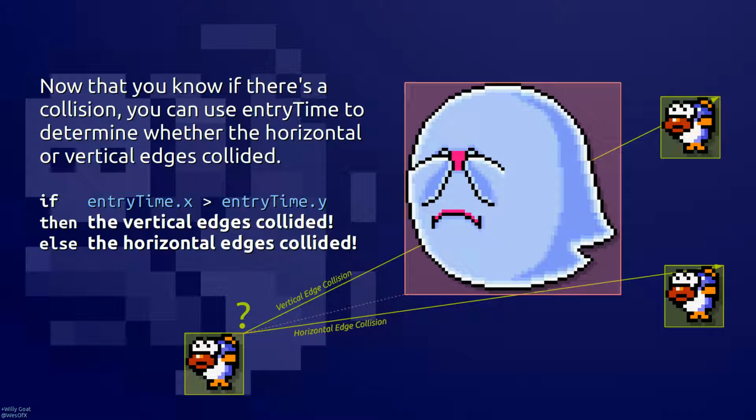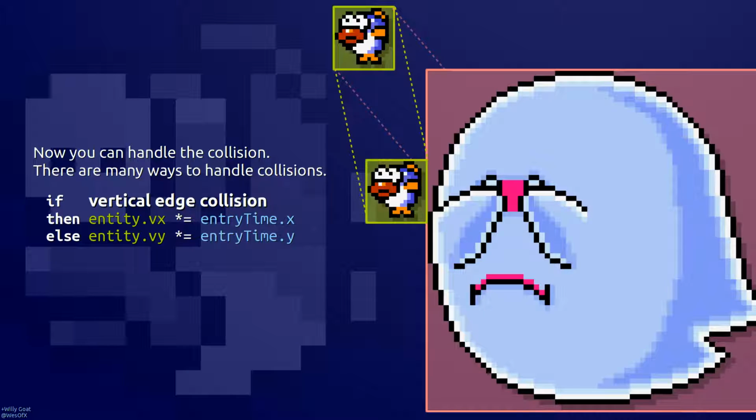Now that you know if there's a collision or not, you need to figure out if it's the horizontal edges that collide or the vertical edges that collide. If the entry time on the x-axis is less than the entry time on the y-axis, then the vertical edges collide. Otherwise, the horizontal edges collide. Now you have everything you need to solve the collision.